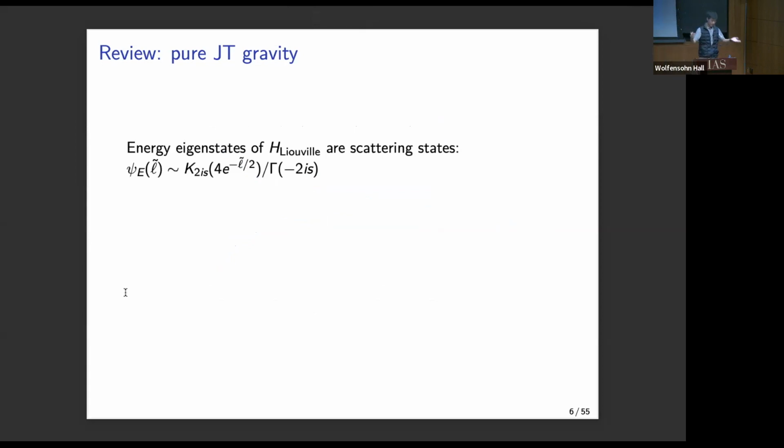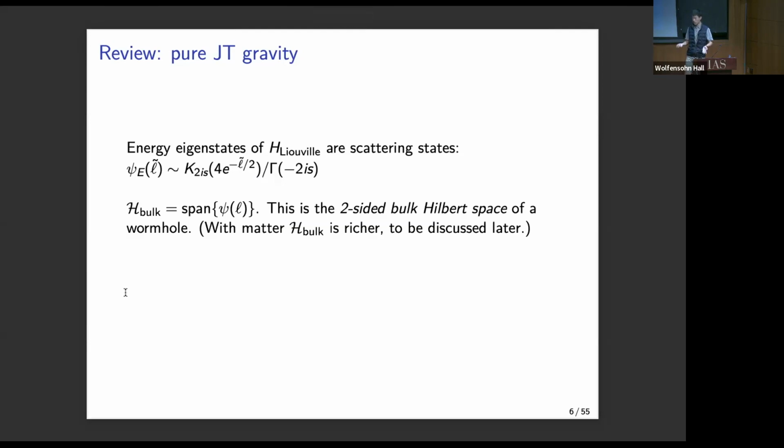Now that you know all there is to know about pure JT gravity in the gauge invariant formalism, classically, now we can move on to quantum mechanics. The quantum mechanical solution of this particle in the potential can be obtained using standard undergrad textbook methods. You get these scattering states. And we could say in pure JT gravity that the bulk Hilbert space at the level of the disk is just the span of these wave functions.